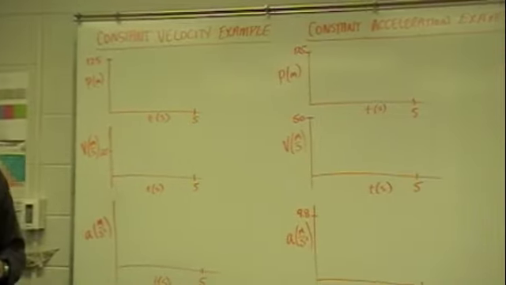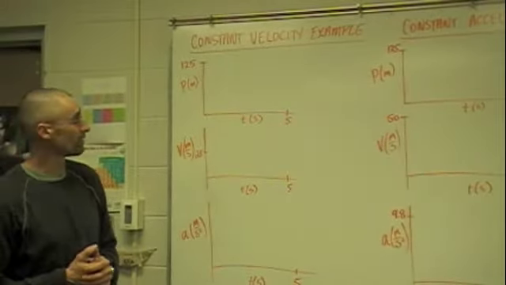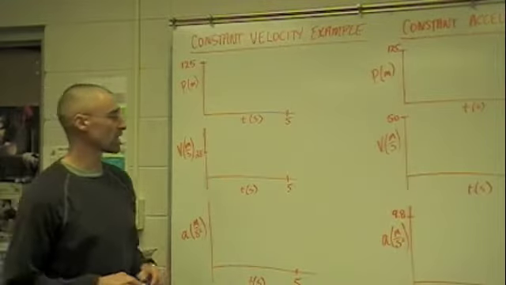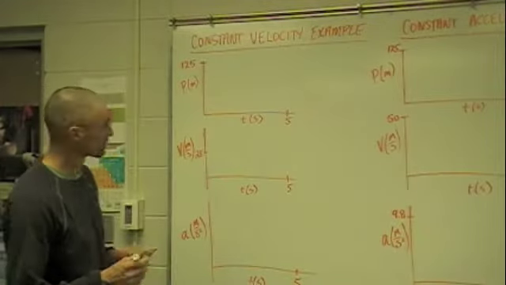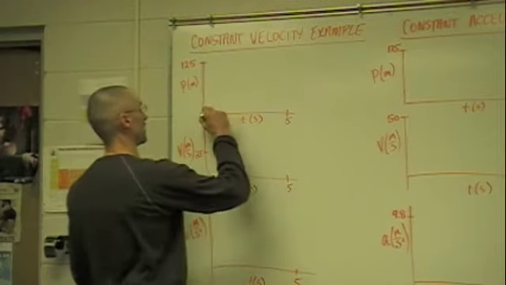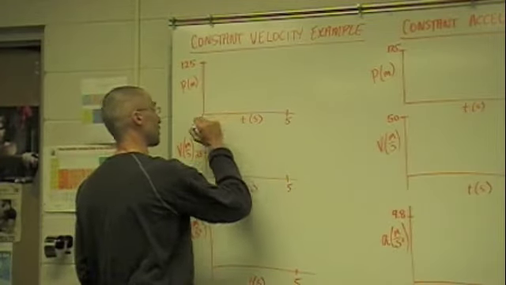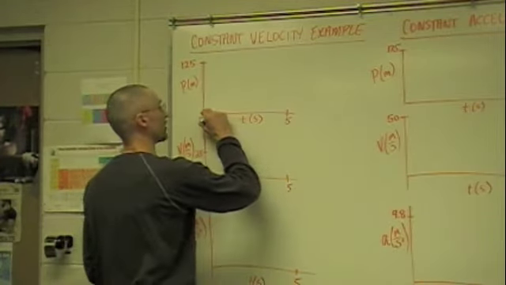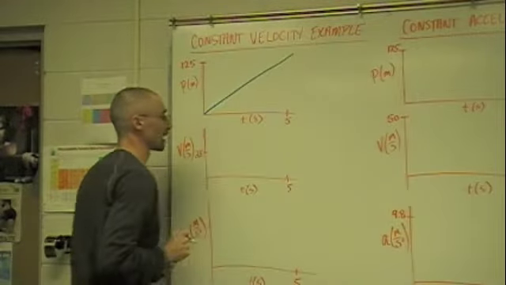A good example of that is dropping something in free fall or gravity. We've hit this several times, so this is kind of a review. But guys, if we have a constant velocity example, we're going to get a position versus time graph that's linear, and it's going to go something like that.